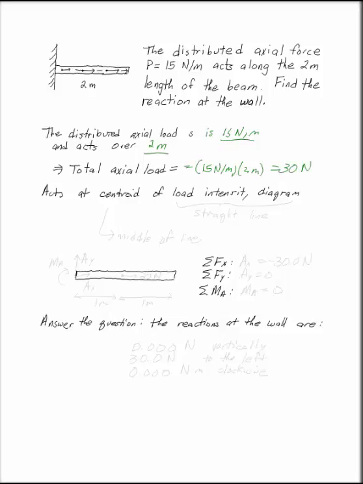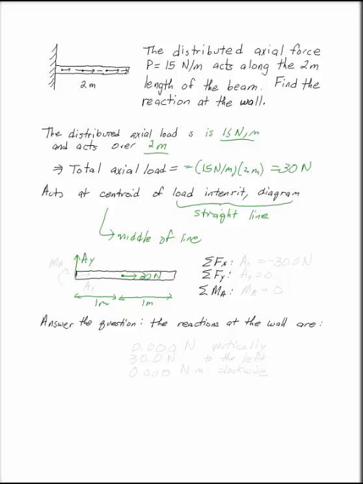Like any other distributed load, it acts at the centroid of the load intensity diagram. While my load intensity diagram is a straight line, the centroid of a straight line is in the middle of the line. So my 30 newton load acts in the middle of the beam. Now, since you can slide it along its line of action, it doesn't really matter specifically in this case, but it applies just like everything else.